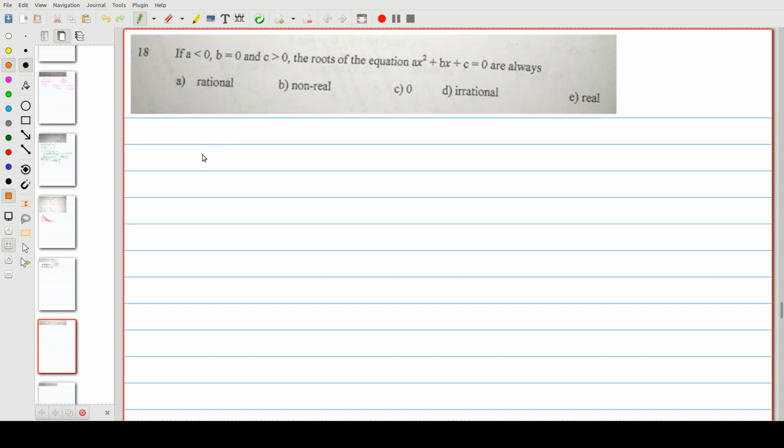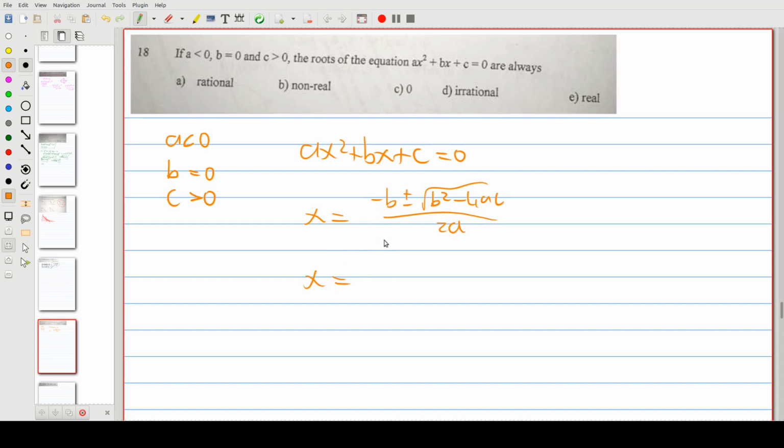If a is negative, b is 0, and c is positive, the roots of the equation ax squared plus bx plus c equals 0 are always what? The roots will be negative b plus or minus the square root of b squared minus 4ac, over 2a. So we can just substitute these with positives and negatives and see what we get. x equals negative b, and b is 0, so that's just 0, plus or minus the square root of 0 squared, which is 0, minus 4, where a is negative and c is positive, divided by 2 times a, which is negative.